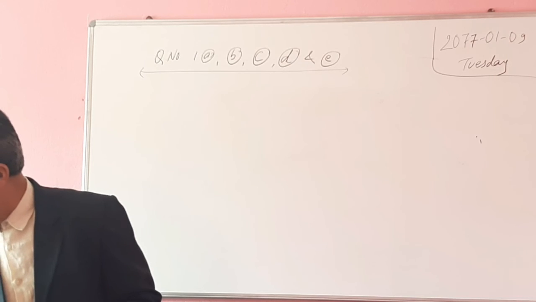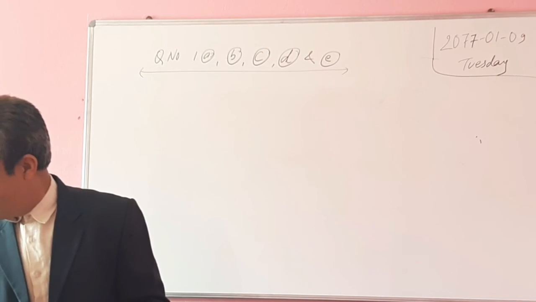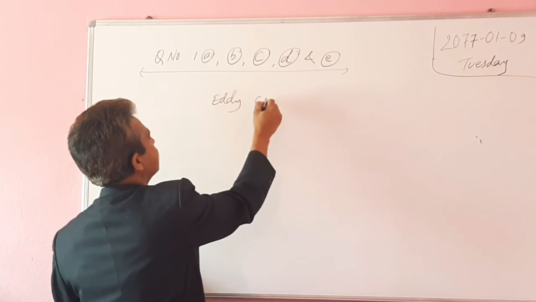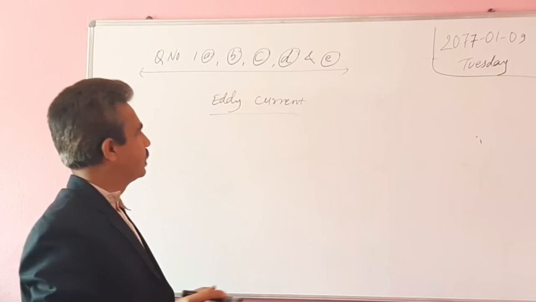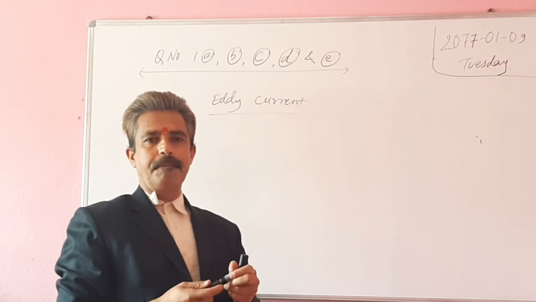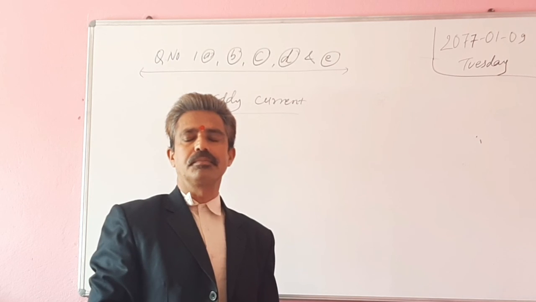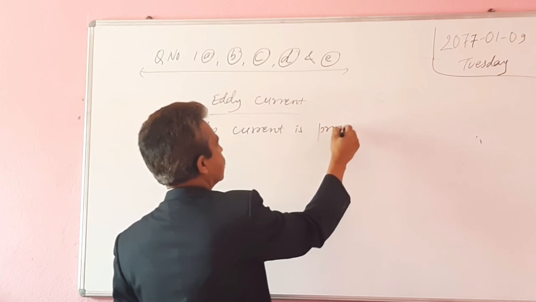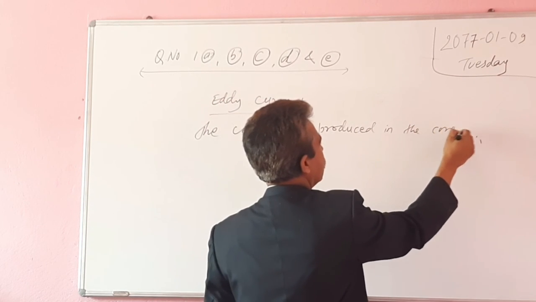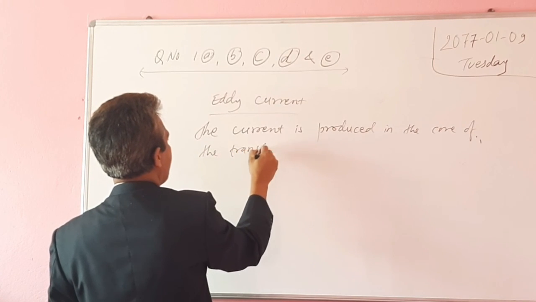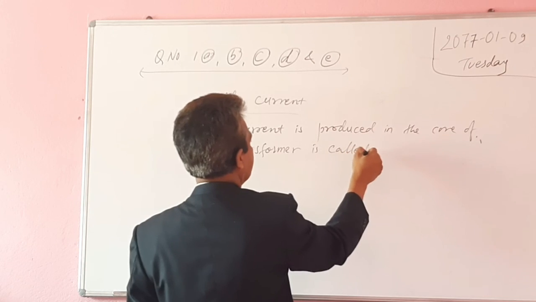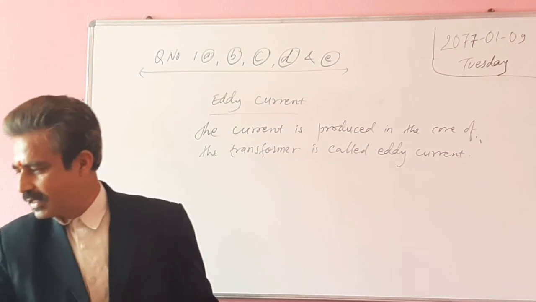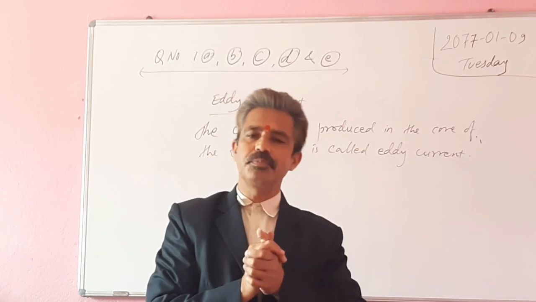Okay, students, now what to discuss? Next question is, define eddy current. Eddy current, E-D-D-Y, eddy current. What is eddy current? You know, you have already studied about transformer. So transformer contains core, which is made up of metallic plates. So the current that is produced in the core of the transformer is called, what do you call it? Eddy current. So there are two types of transformer, right? What are they? Step up transformer and step down transformer.